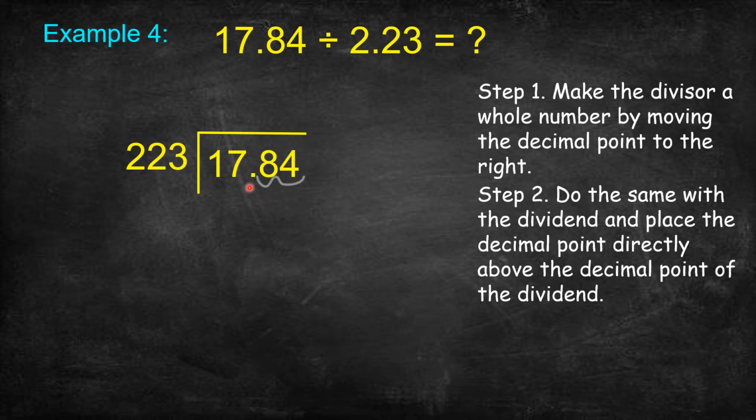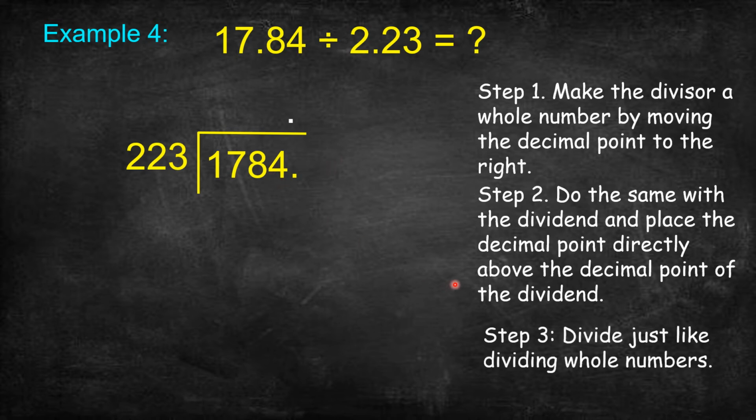So, from here, mag-move ng 2 beses, lalaktawan si 8 at si 4. So, mapupunta na sa dulo ang iyong decimal point at magiging 1,784 na siya as the whole number. So, nasa dulo pa rin yung kanyang decimal point. And then, again, copy the decimal point directly above doon sa ating given. So, now, for step number 3, divide just like dividing whole numbers. So, again, isa-isahin nyo muna yung digit. 1 divided by 223, hindi pwede kasi mas maliit.